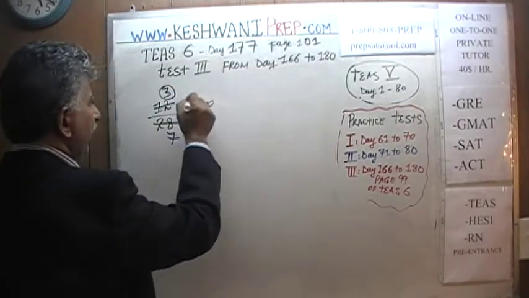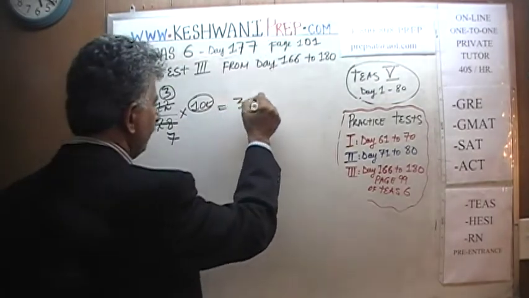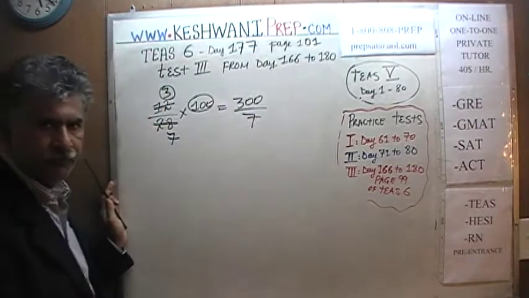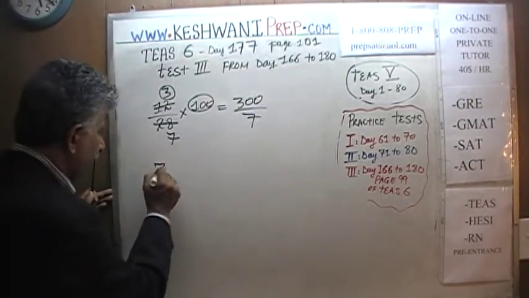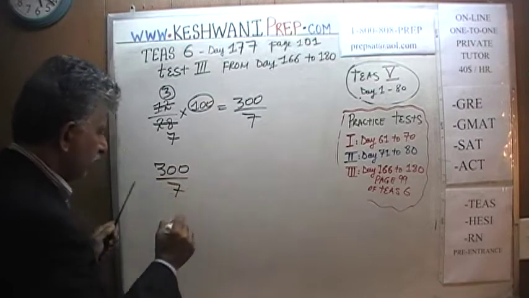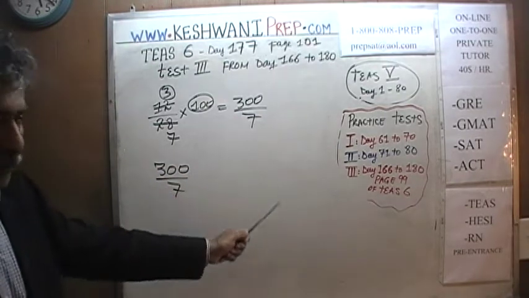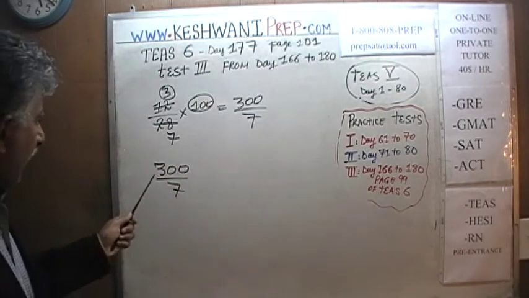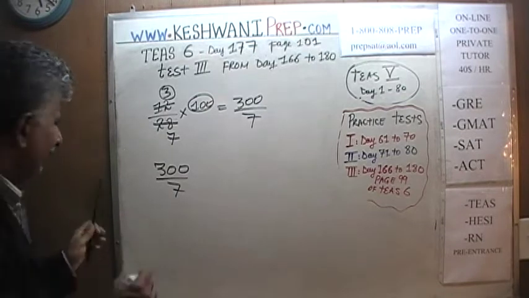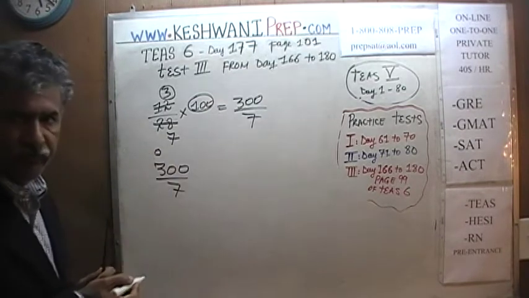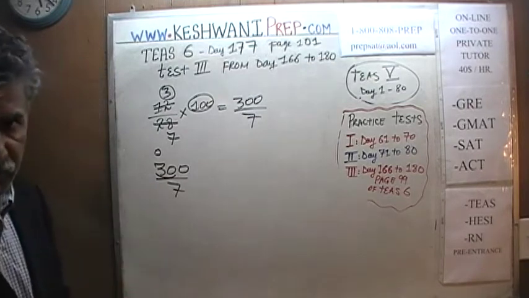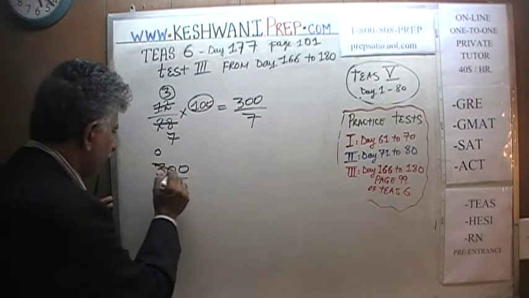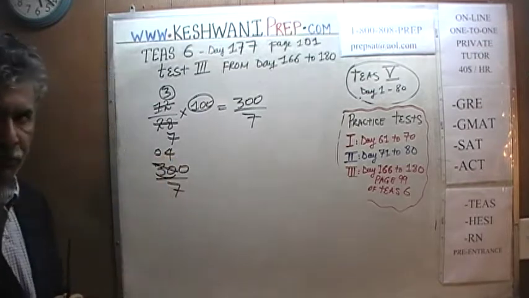So 3 times 100, which is 300, divided by 7. Now, I'm going to do it first. Let's do it here so that we can have the parallel. We're going to do it here first as a grown-up, and then we'll do the baby issue if you like. How many 7s does 3 have? 3 has no 7s. 3 goes and joins the 0, becomes 30. And 30 has 4 7s. 4 7s are 28.